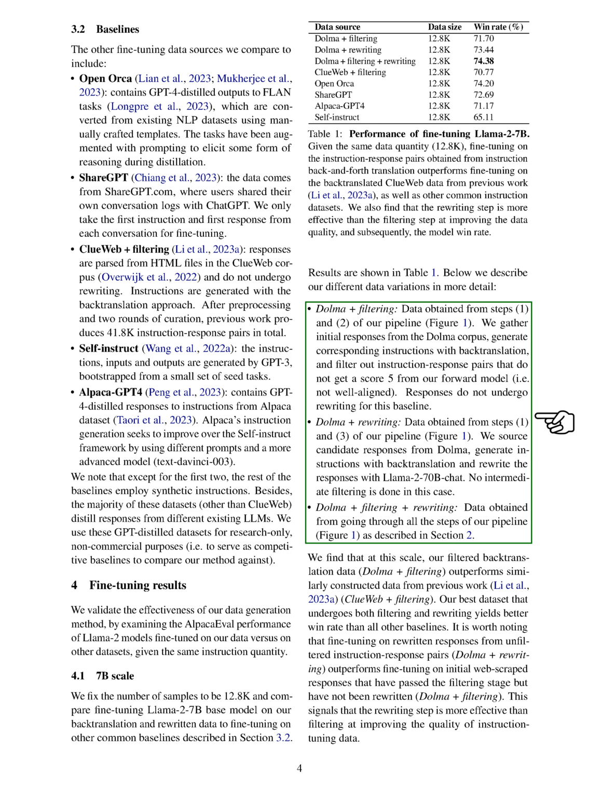We find that our filtered back translation data outperforms similarly constructed data from previous work. Our best dataset, which includes both filtering and rewriting, shows a better win rate than all other baselines. Notably, fine-tuning on rewritten responses from unfiltered pairs is more effective than on filtered but unrewritten responses, indicating that rewriting significantly enhances the quality of instruction tuning data. For the 70B scale, we also fine-tune the Llama 2 70B base model on various back translation data variants.